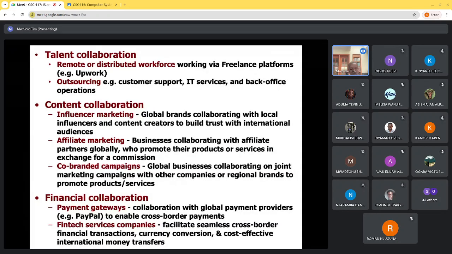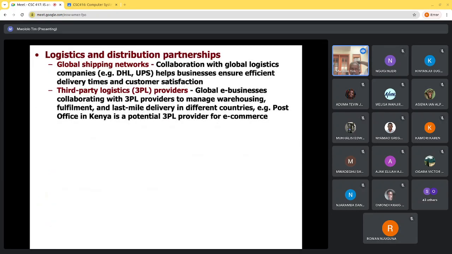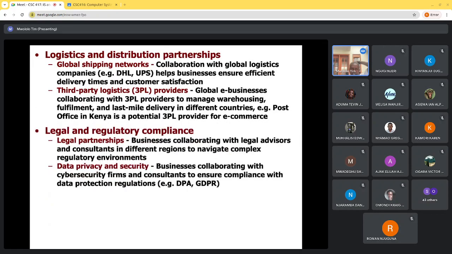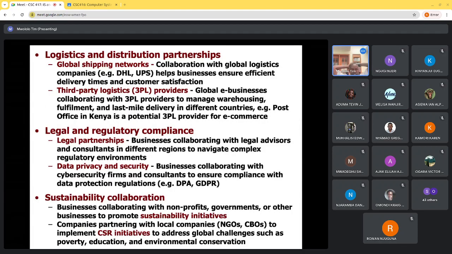So I don't go to the bank when I need currency within the region. I go to these young fellows, and they can do that using their whatever. So that is a form of collaboration. Are there others? There are many others. I'll put them there: logistical and distribution partnership, whether it is in shipping, third-party logistical providers.